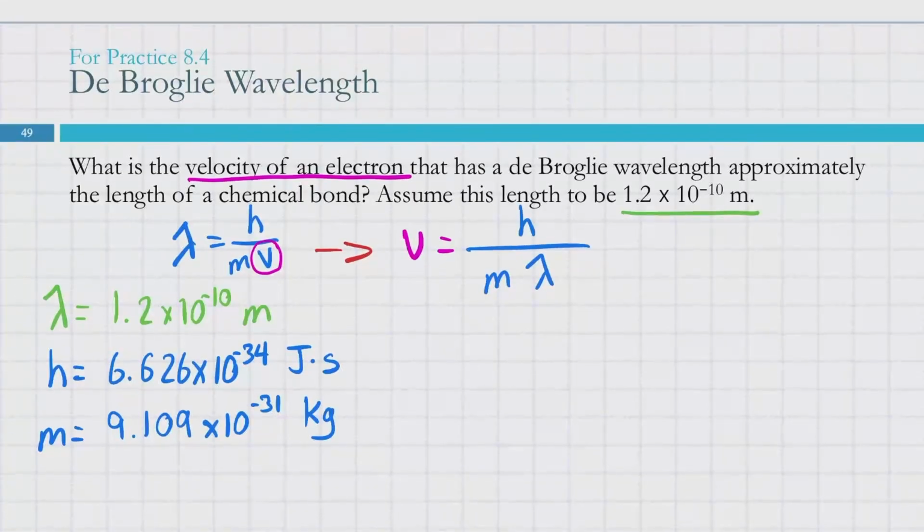I suppose one thing that might be helpful, 1 joule equals 1 kilogram meter squared per second squared for our h. This lets us cancel some units out, otherwise we're left with just a mess of units.